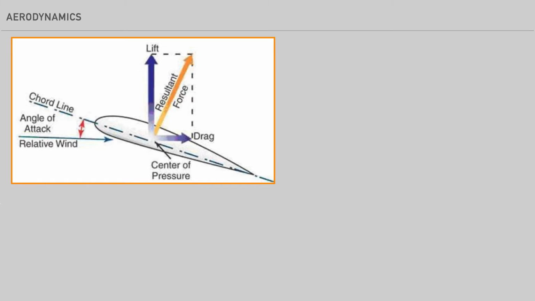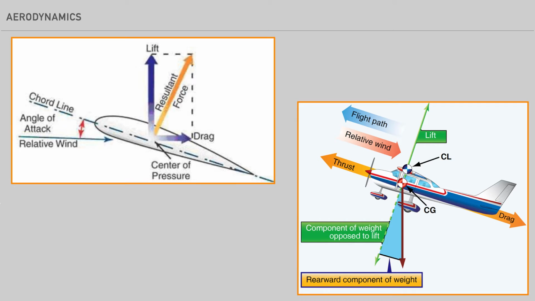The chord line is a line drawn from the leading edge of the wing to its trailing edge. The vertical component of lift acts perpendicular to the aircraft's flight path through the wing's center of lift. The total lift vector acts perpendicular to the chord line of the wing. Weight opposes lift and acts vertically downward through the airplane's center of gravity.